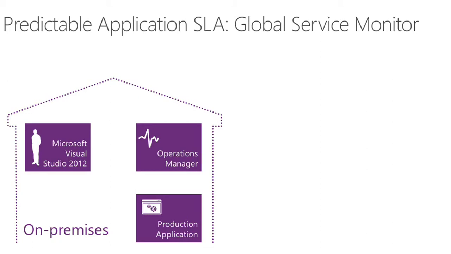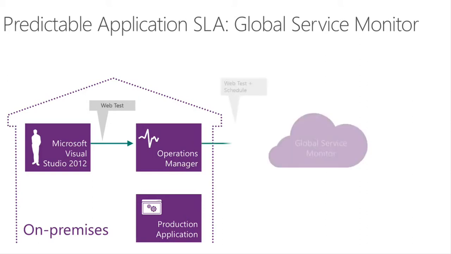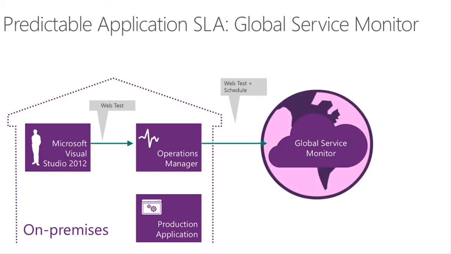So on premises, you're going to have developers working in Visual Studio 2012. And Visual Studio 2012 enables developers to create web tests to validate that the applications are functioning correctly as part of their dev test environment. The great thing here is a subset of these tests you can import into Operations Manager, which can be used to configure the Global Service Monitor tool itself. And Global Service Monitor is a service hosted in Windows Azure points of presence around the world that enables organizations to assess the real-world performance and availability of their applications.